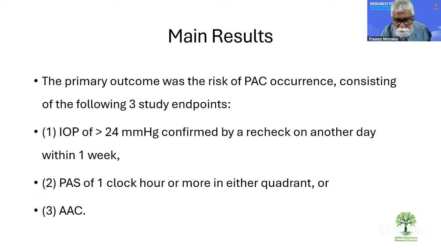PAS of 1 clock hour or more in either quadrant, or AAC. So AAC is one of the study endpoints. And we previously saw that exclusions had considered people who are at high risk for AAC. So you need to think, why would they have possibly excluded those at high risk for AAC? If they were included, what would the results be? Is it all right to exclude them when I'm considering an intervention with a primary endpoint of AAC? So I'm saying that I want to stop progression to AAC. So if I exclude people who are at high risk for AAC, how does that impact the results, right?